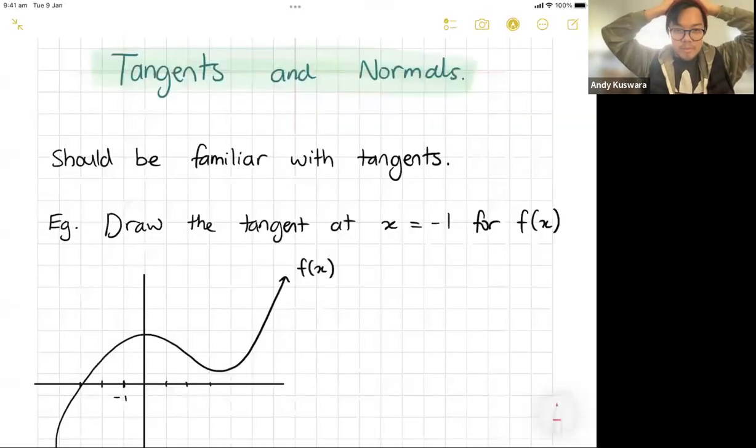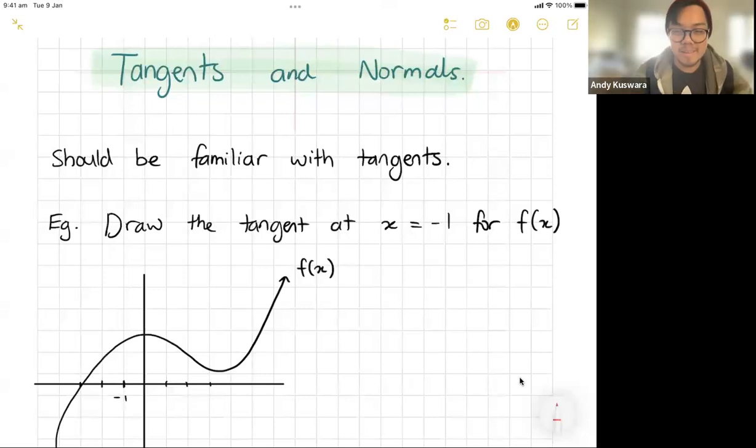Okay, so we are doing tangents and normals. All right, tangents, hopefully we're familiar with. Normals is what we'll kind of talk about, and we're going to find the equations for them. That's what we're doing today.